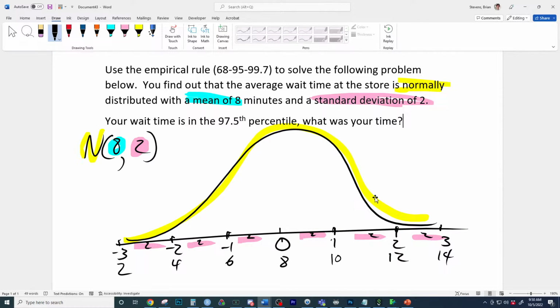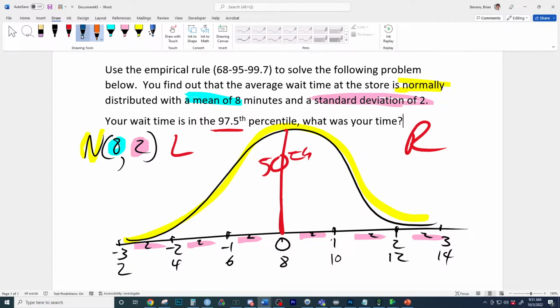So if you notice our 97th percentile, when you hear 97th percentile, are we on the right or the left of the curve? If you hear 97.5th percentile, we're on the right side of the curve. Because this is the 50th percentile right here. That is the 50th percentile.